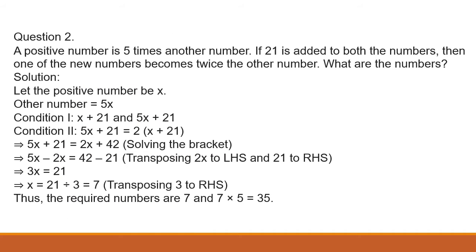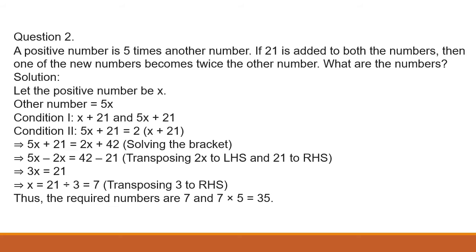Now let us come to question number 2. Children, a positive number is 5 times another number. If 21 is added to both the numbers, then one of the new numbers becomes twice the other number.